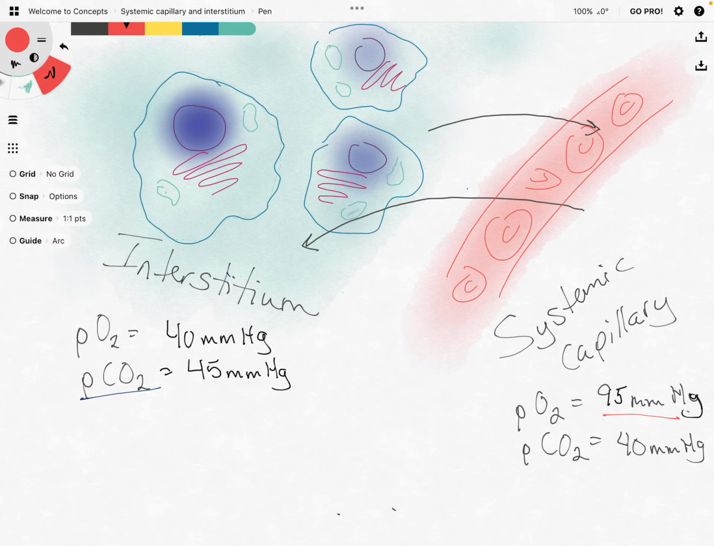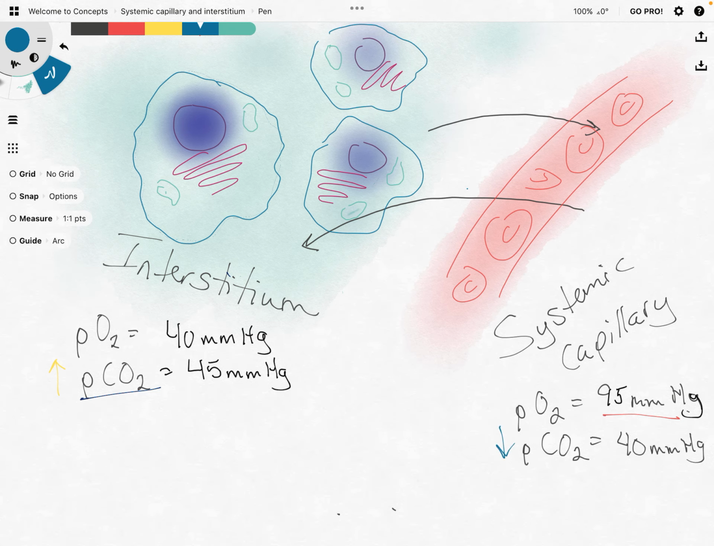All right, partial pressure of carbon dioxide in the systemic capillaries is 40 millimeters of mercury. So we compare that to the interstitium that's bathing these body tissues, these cells of these body tissues. We see partial pressure of oxygen is about 40 millimeters of mercury, and partial pressure of carbon dioxide is a little bit higher. It's 45 millimeters of mercury. All right, which should make sense, obviously, because we're generating carbon dioxide through cellular respiration. So we're going to see a little bit higher numbers there.